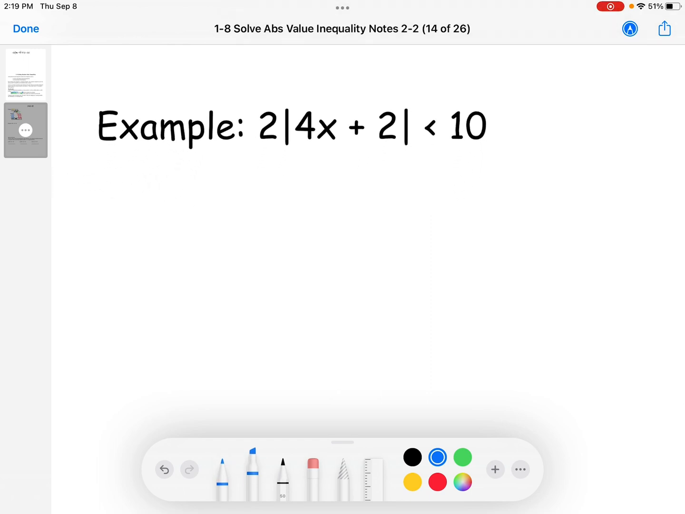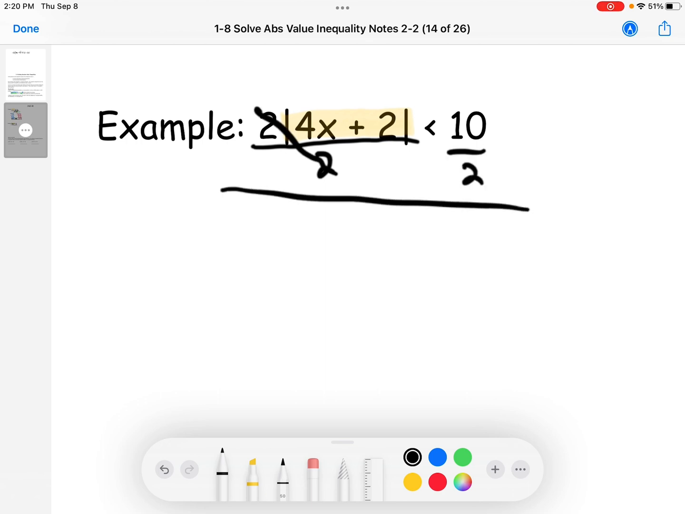Once again, the first thing we need to do is get this absolute value part completely by itself. So how do we do that? We have to get rid of that coefficient. It is very tempting to take that coefficient and multiply it inside of there and turn it into 8x plus 4. Do not do it. We do not distribute inside of absolute values. To get rid of a coefficient, we have to divide it out of there.